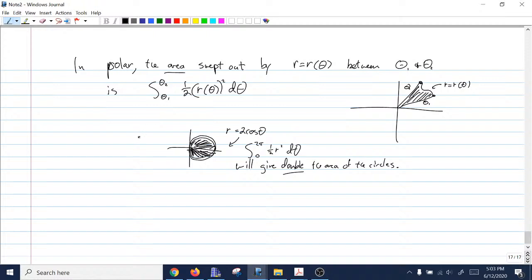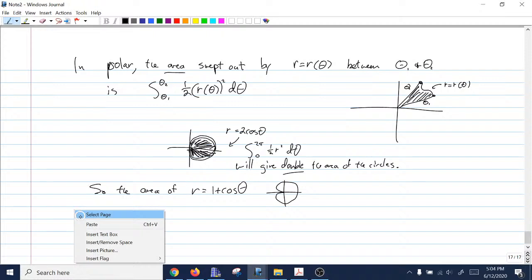The area of the cardioid r equals 1 plus cosine theta, that's one we sketched just a second ago. It looked like this. It doesn't repeat itself. Going 0 to 2 pi will give us all of it exactly once. Is the integral from 0 to 2 pi of 1/2 r squared.